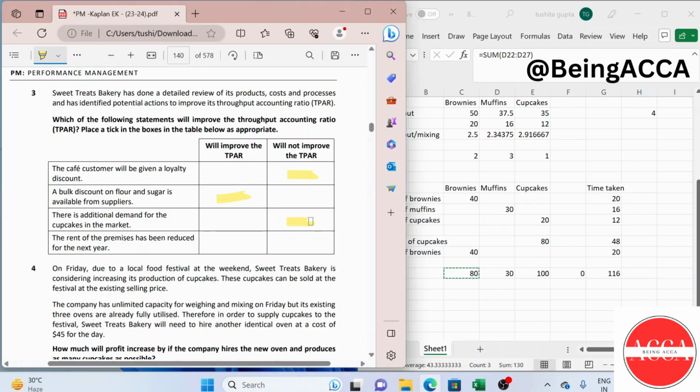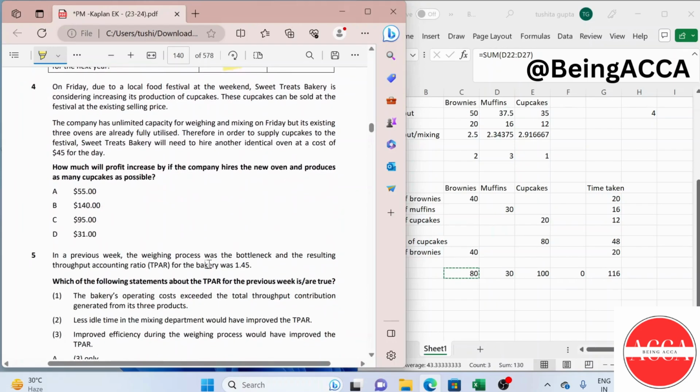Moving on to the fourth statement, the rent of the premises has been reduced for the next year. So, yes, this will definitely reduce your costs and will eventually improve your TPAR. Right. So, moving on to the fourth question.